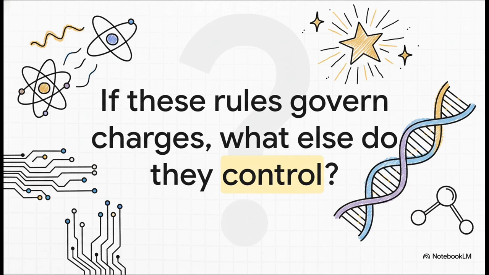But that leaves us with one last big question. If these rules build our world, what else do they control? And the answer really is everything. From the chemical bonds holding your own body together to the light reaching us from the farthest galaxies, it all comes back to this very same invisible architecture. Absolutely incredible to think about.